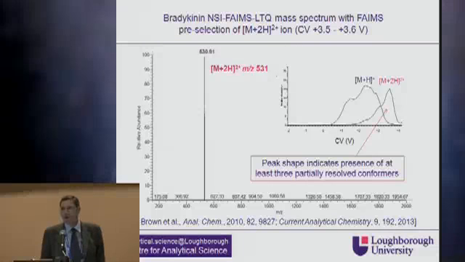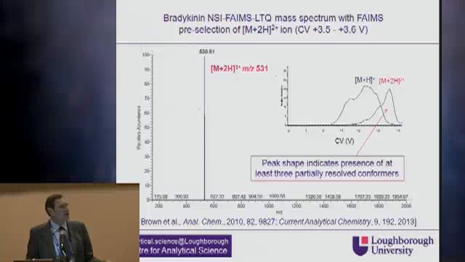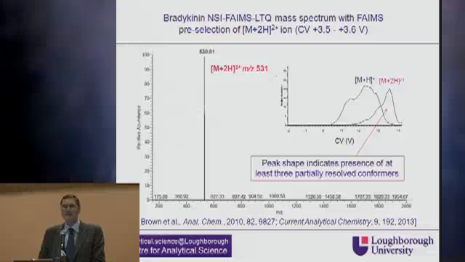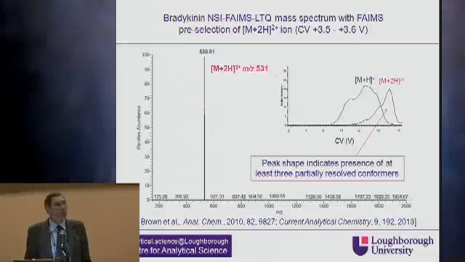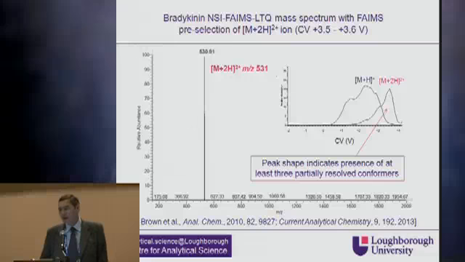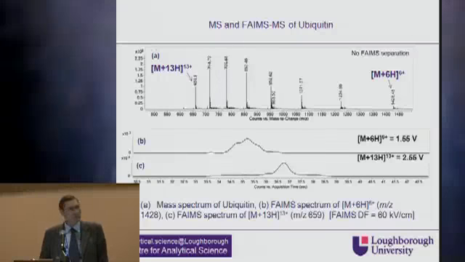The other point I want to make is you may be saying to yourself, this peak shape here looks pretty rubbish for a single component, and it does, but the reason why it looks like that is that it's not one single component. Bradykinin, doubly charged ion and singly charged ion, have a number of conformers. From other work we know there's at least 3 or 4 conformers of bradykinin, and that's basically what we're seeing here. We're seeing partial resolution of conformers of bradykinin by the technique. And this works for other peptides and proteins as well.